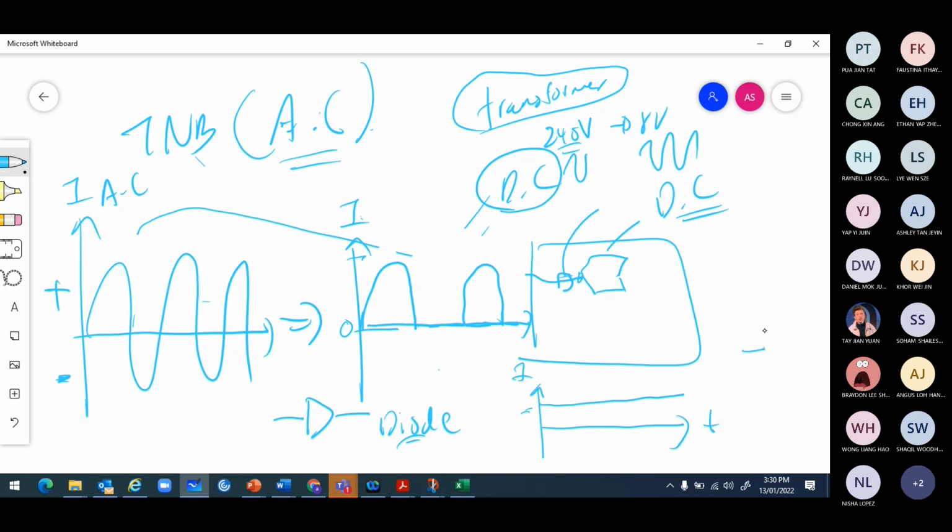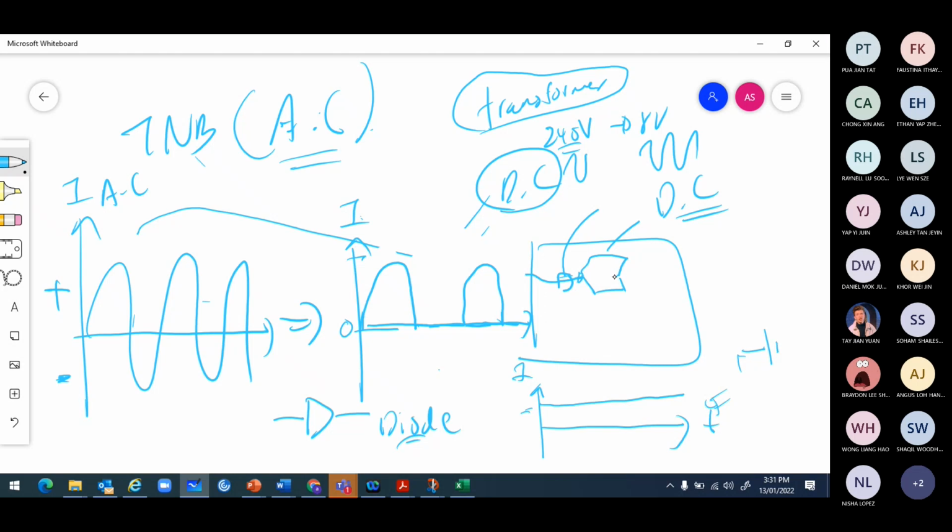The current that comes out from a dry cell is constant, like the graph I drew just now. But if the current has a ripple like this, going from 0 to maximum, and a laptop is connected to this ripple current, what happened?